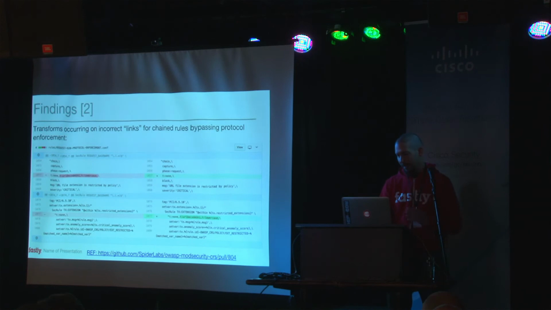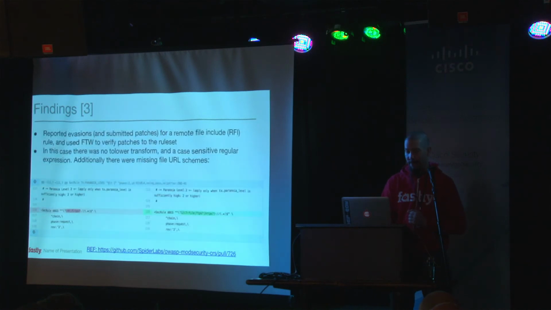So again, it was a two-line fix, but it resulted in a pretty simple bypass. This next one was a rule that detects remote file include vulnerabilities, and what it basically does is look for any instances of a URL scheme within a POST body or a GET variable or parameter. And in this, there are actually two problems.